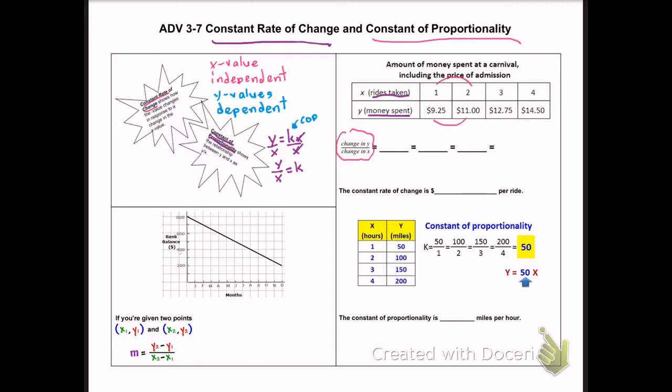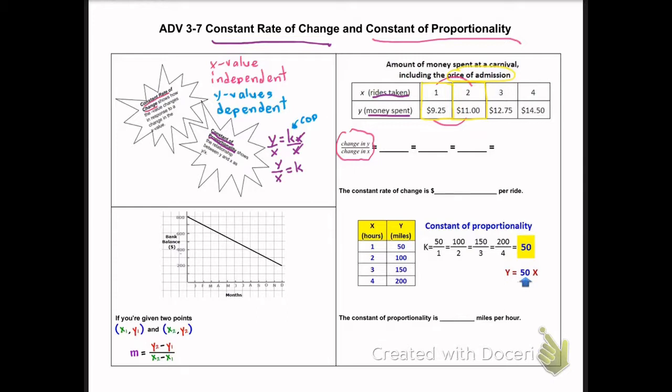You can see that if you look at this table, if you just look at the first column, it might appear that every ride is $9.25. But if that were the case, then we know that two rides would be $18.50, and you can see that's not what it says. So there must have been some other built-in fee. That's this price of admission. So we can tell that we don't have a proportional relationship because there's a one-time admission price.